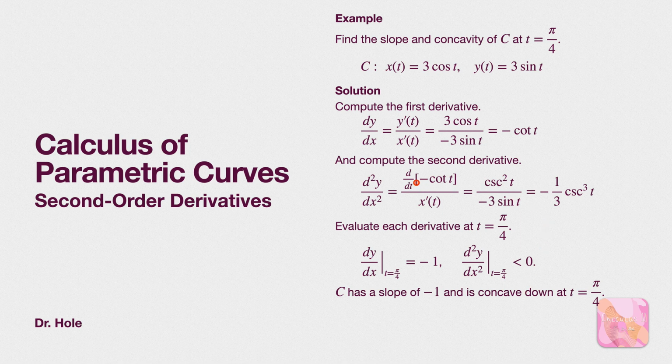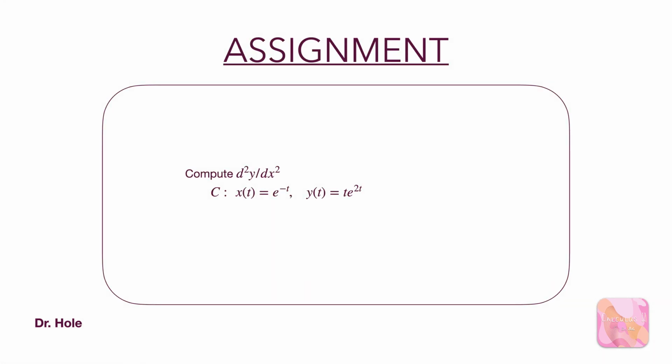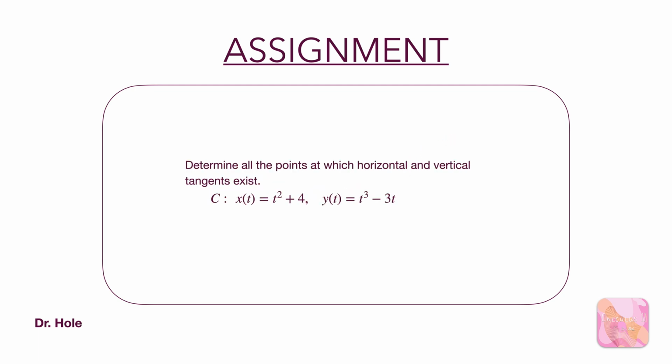Okay, so the key thing is this computation of the second derivative, that you're plugging in to the numerator a derivative of the first derivative. Denominator, you're reusing what you had. One for you to do, compute the second derivative for this parameterized curve. Next, determine all points at which the horizontal and vertical tangents exist.